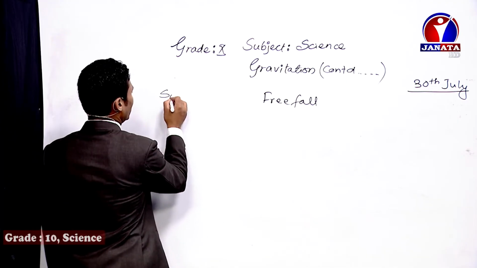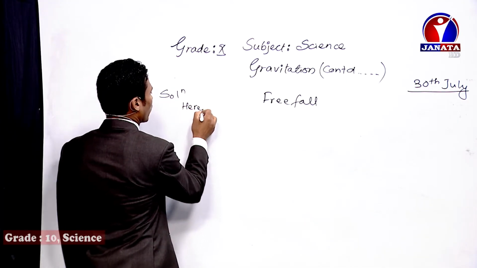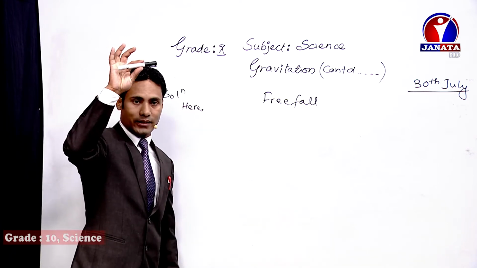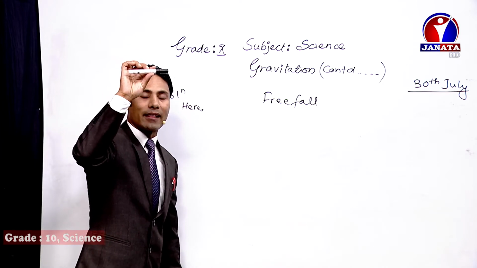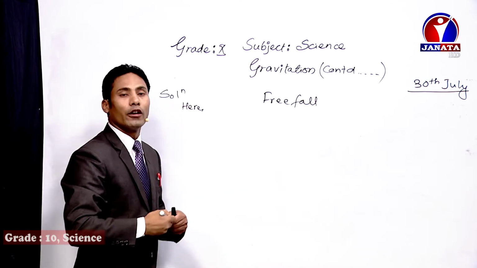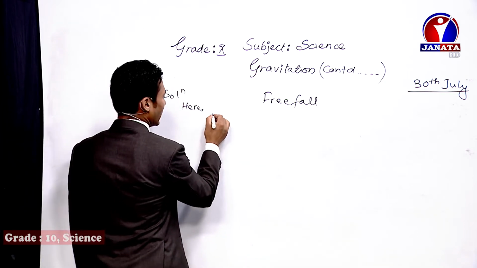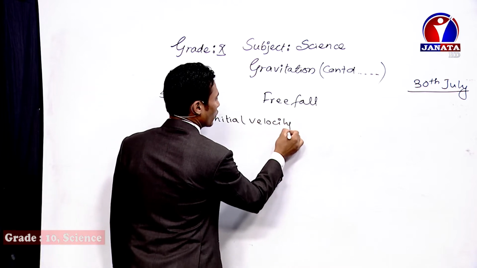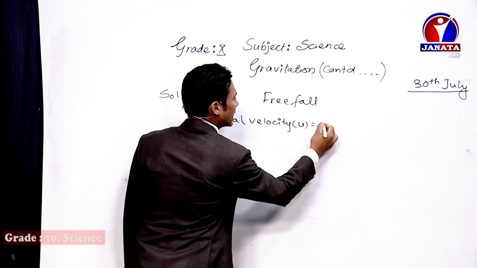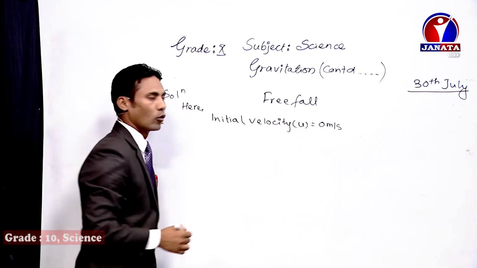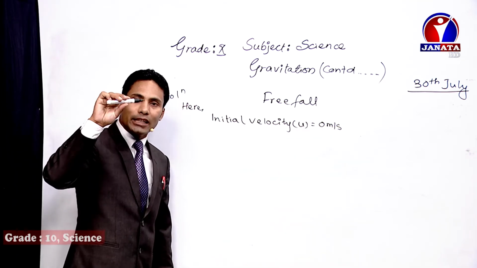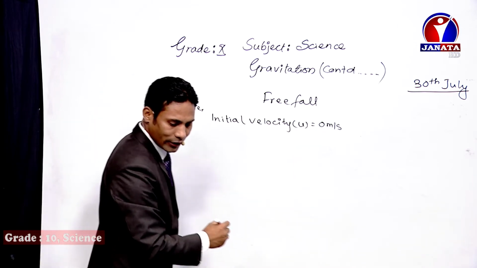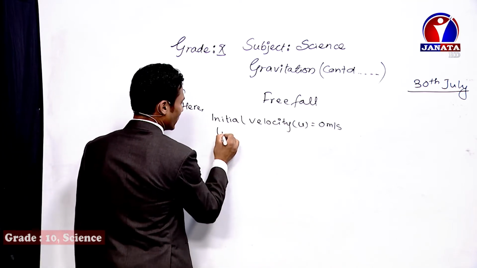Solution: what is given here is that the stone is dropped from the bridge. That means initially the stone is at rest. So in this condition, we can write the initial velocity, symbol u, equals 0 meter per second. Why? Because the stone is initially at rest. And similarly, the time taken is given there. Time taken.